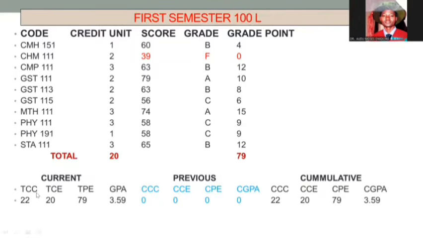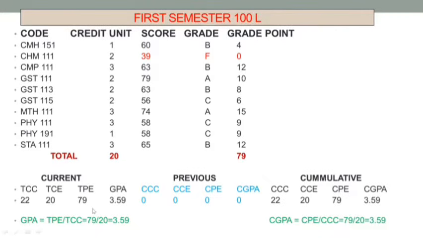So let's look at how the result is being computed. So the total credit carried is 22. The total credit earned is 20, because the total unit is 22, out of which he failed one of the courses, which is 2 units. So the total point he earned is, what? 20. Then the total point earned here is 79. Total credit earned is 20. If you take the total of this, you have 79.